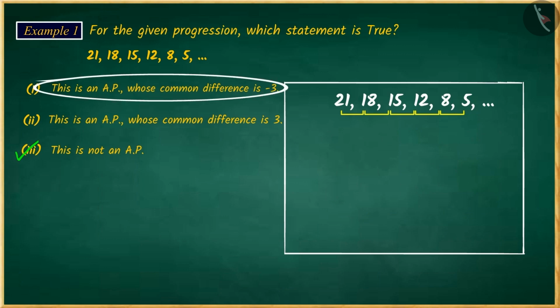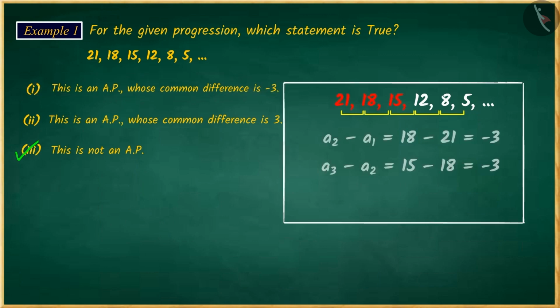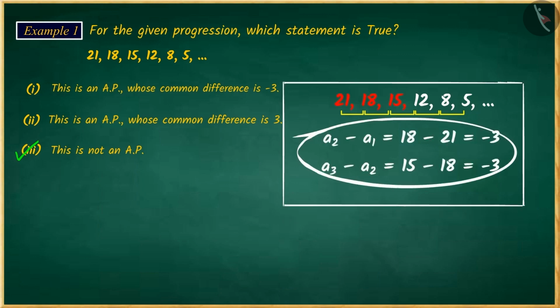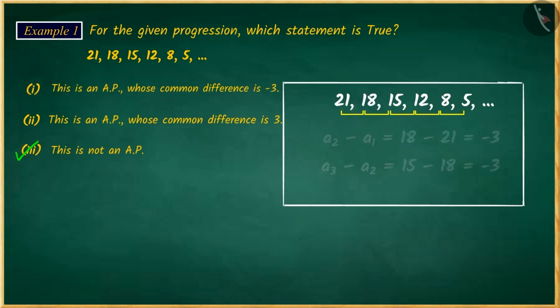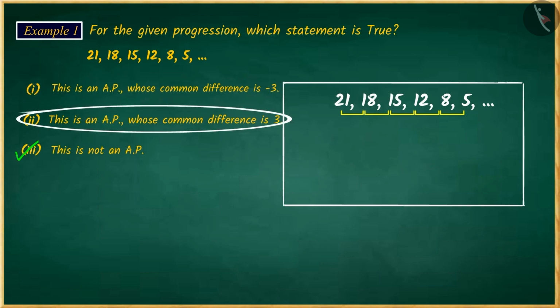If you have chosen the first option, then it is a good try. But it's the wrong answer, because for the given series, you have found the common difference for the first 3 consecutive terms and chosen option 1 as the correct answer, which is not correct. If you have chosen the second option, then it's a good try. But this is also an incorrect answer.